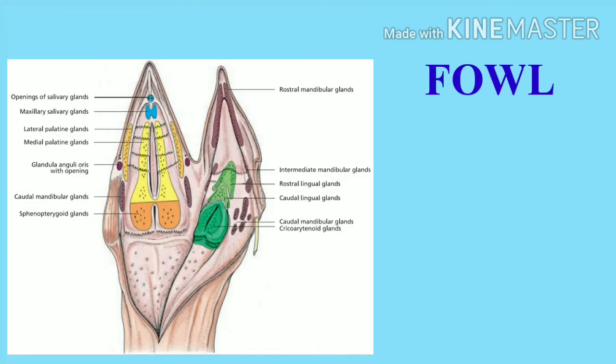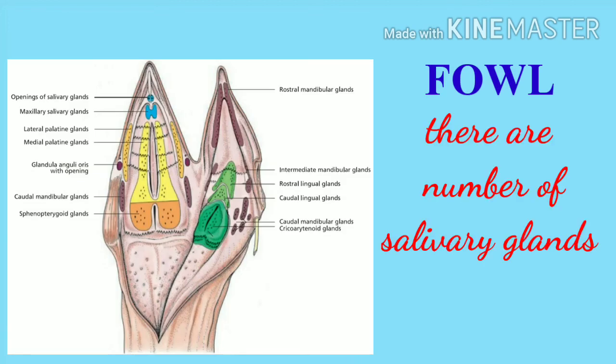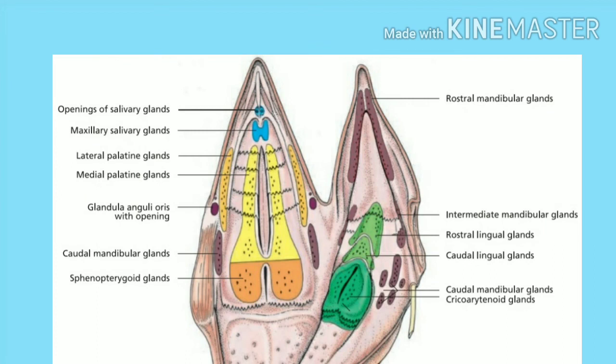Then let's study in the case of fowl. There are a number of salivary glands in fowl. The ducts of some salivary glands such as maxillary, palatine, cranial lingual, submandibular and the angular open into the mouth. And the other salivary glands such as spinothyroid, caudal lingual, caudal submandibular and the laryngeal open into the cavity of pharynx. The maxillary and the angular glands are monostomatic and others are polystomatic.